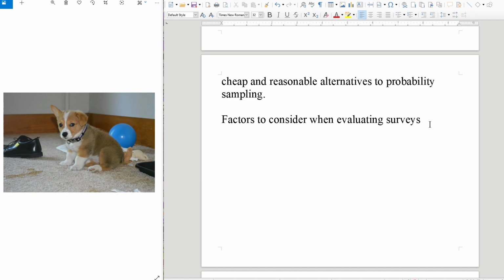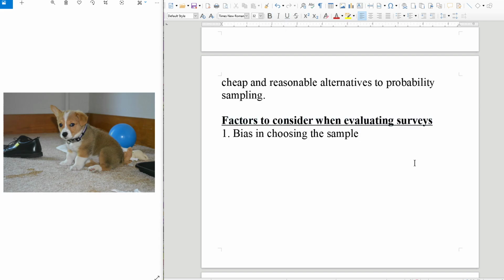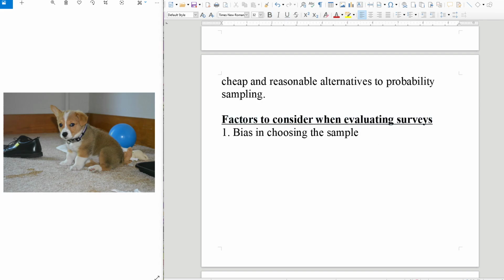Okay, well, first one is, and we've already talked about this one, bias in choosing the sample. Let me put this underlined and bold because this is a big list here. Bias in choosing the sample. Okay, so we talked about the presidential election of 1936 in particular, where all the polls predicted that Landon would win, and then Roosevelt wound up winning the election.